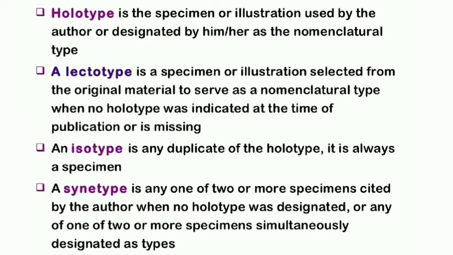So, types and nomenclatural type. Firstly, holotype. Holotype is the specimen or illustration used by the author or designated by him or her as a nomenclatural type. Simply, the original herbarium specimen prepared by the author is called a holotype. Okay. It may be a specimen or it may be an illustration. Illustration means the list of characters of one plant.